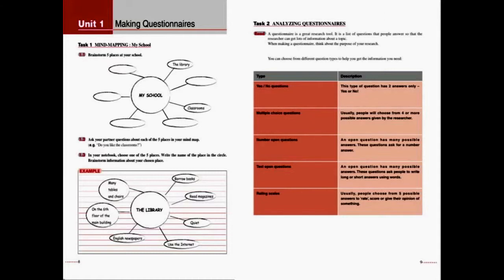Students then work in pairs to ask each other what they like about these areas at their school, and there is an example brainstorm of the library where students can break down these places into smaller component parts. For example, a library is a place where you borrow books, read magazines, it's a quiet place, you can use the internet, and so on. Then students look at task 2, and this introduces students to the types of questions that they could use in their questionnaire.